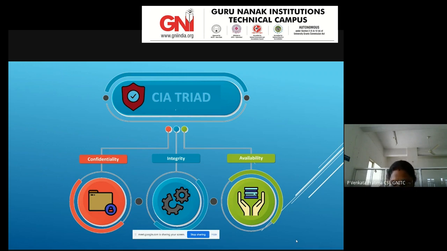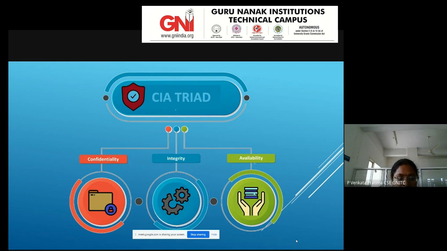So if you want to store information, we have to store it in our personal mail IDs, or in our personal systems, or in our personal mobile phone, or our personal laptop. We have to save our information so that other people cannot attack it, other people cannot log in, and they cannot change it.